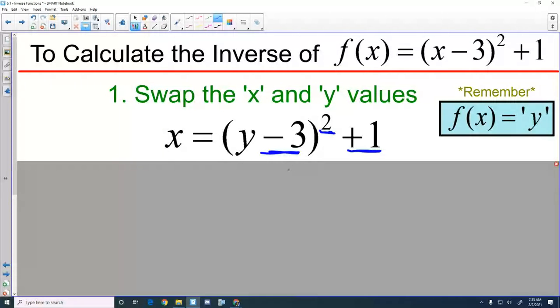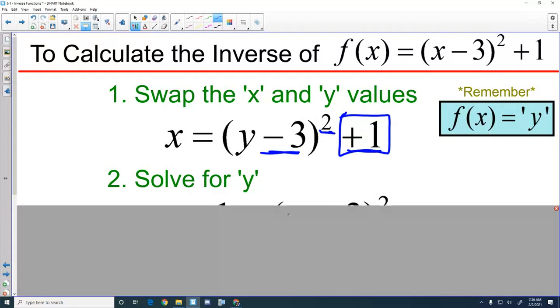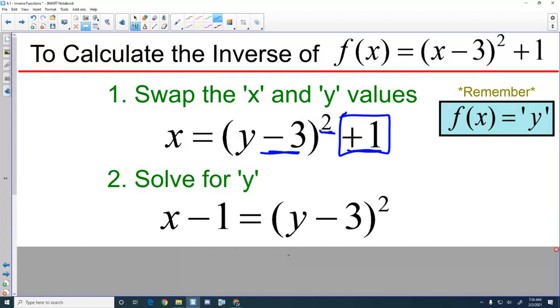So right now, we want to get the outside stuff gone first. In this case, that would be the plus 1. You always get rid of whatever's being added or subtracted first, as long as it's not in parentheses. Like that 3, I can't get rid of because it's locked in with those parentheses and that exponent. So we got to get rid of that plus 1 first. We're going to do that just by subtracting 1. So our next step, we're solving for y, and the first thing we're going to do is just subtract 1 from both sides.